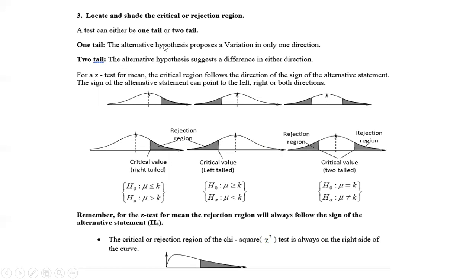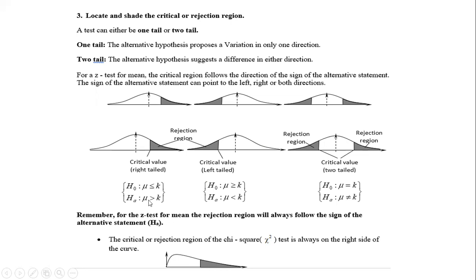In a one-tail test, the alternative hypothesis proposes variation in only one direction. In a two-tail test, the alternative hypothesis suggests a difference in either direction. For a z-test for mean, the critical region follows the direction of the sign of the alternative statement. The sign of the alternative statement can point to the left, right, or both directions. So these are the possible situations for the z-test for mean. But for the chi-square test for randomness, variation, or independence, it will always be a one-tail, always a right tail. The z-test can be right, left, or two-tail, depending on the sign of the alternative.